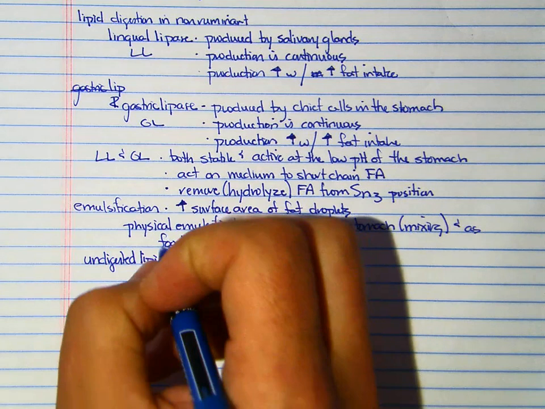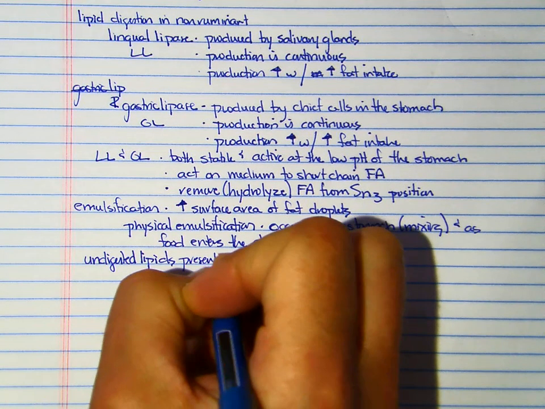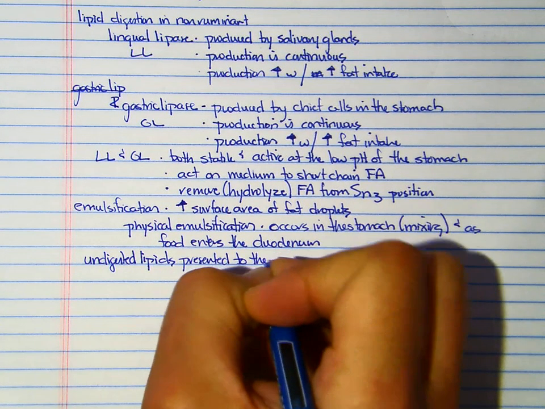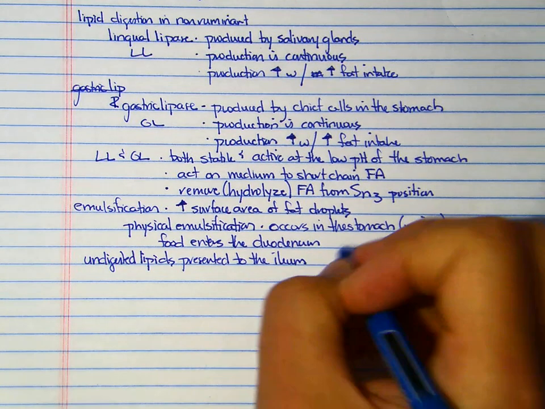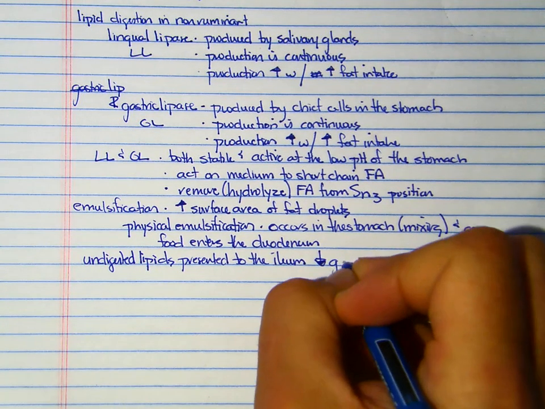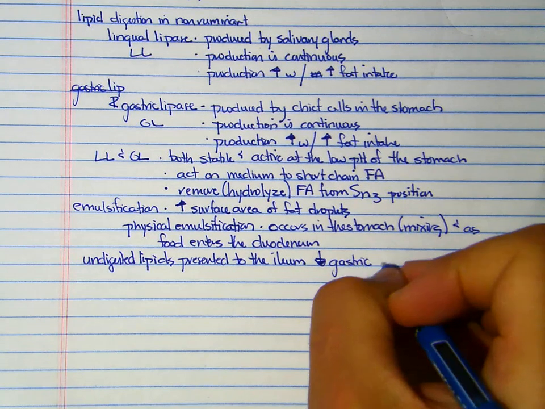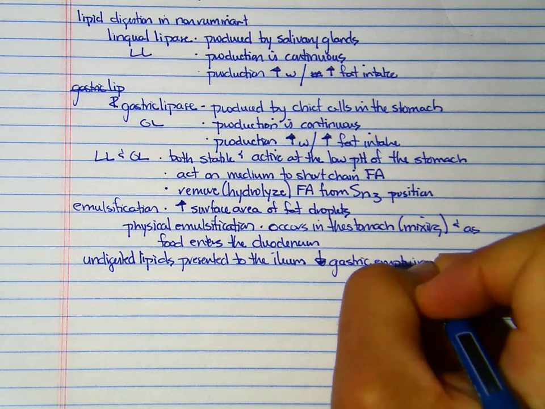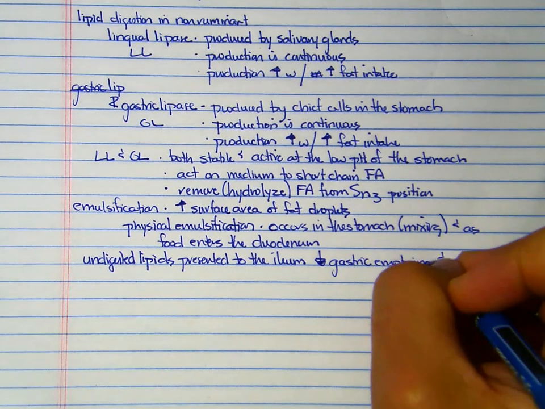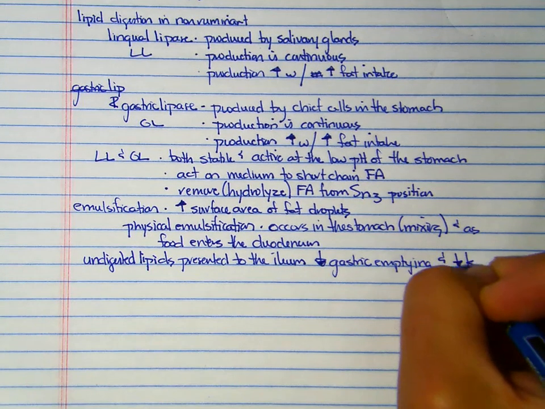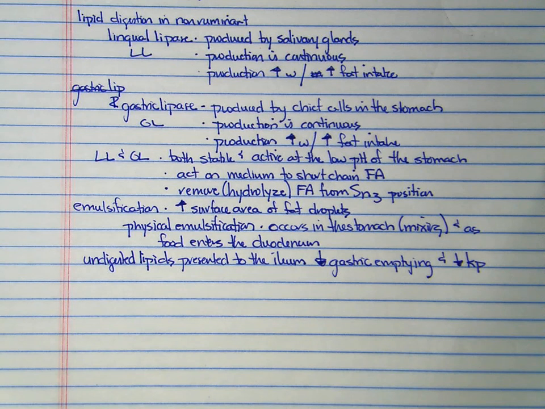Undigested lipids presented to the ileum decrease gastric emptying. Okay, and ultimately that decreases KP. And so you kind of need to think about why you would want a slow rate of passage, slow gastric emptying if you have undigested lipids presented to the ileum. Okay, and basically it's because we're not digesting those lipids, and we really want to digest lipids because they contain a lot of energy, so we slow everything down.